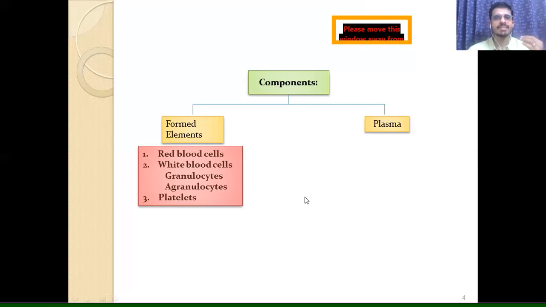In the white blood cells, you subdivide them further into granulocytes and agranulocytes. This differentiation is based on the presence or absence of certain granules with specific functions in the cytoplasm. Then you have the platelets. The platelets are basically involved in the clotting mechanism of the blood, also known as hemostasis.